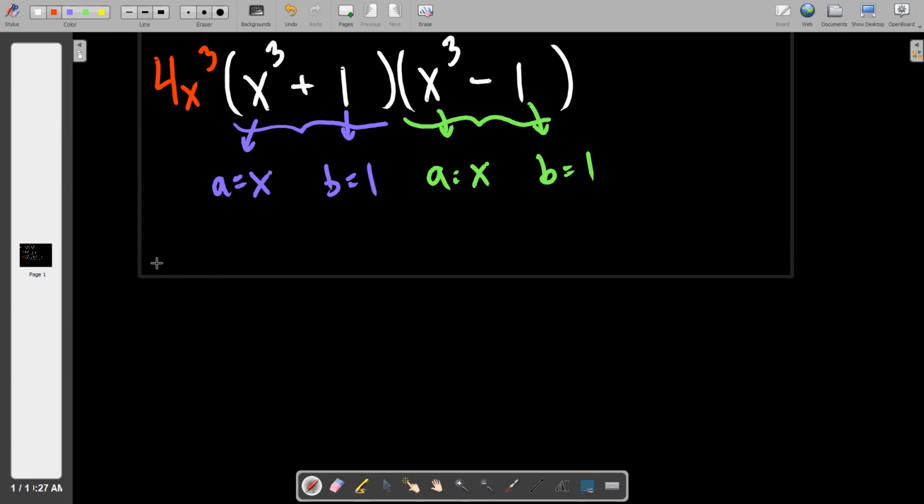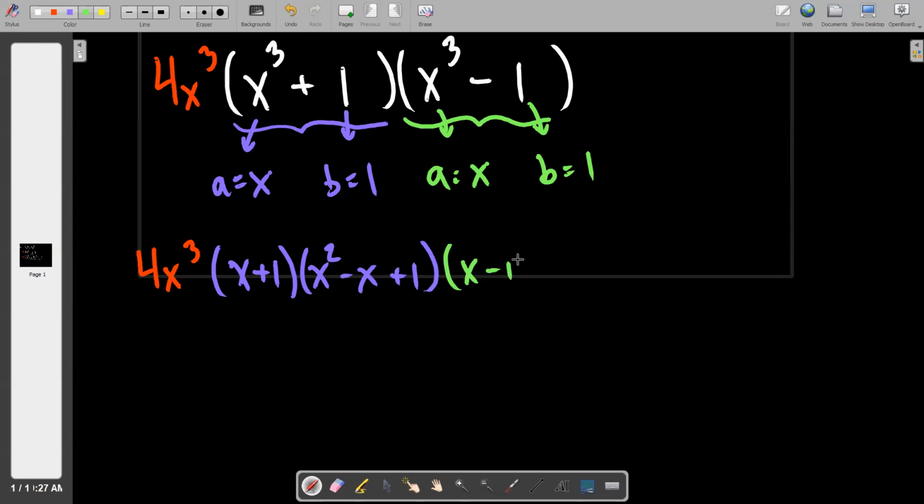So GCF is 4x to the third. Short set, purple short set is x plus 1. Purple long set. And then green short set is x minus 1. And then long set is all positives. So that's a completed problem 1.